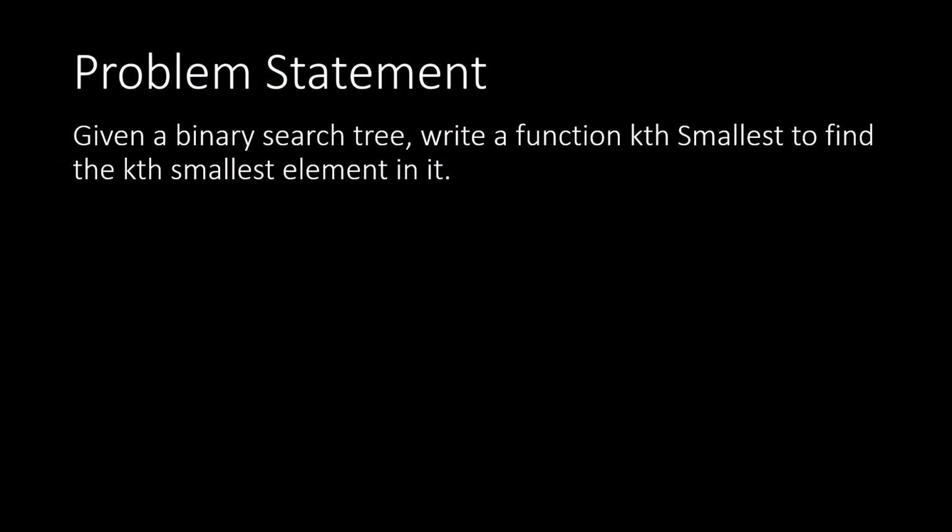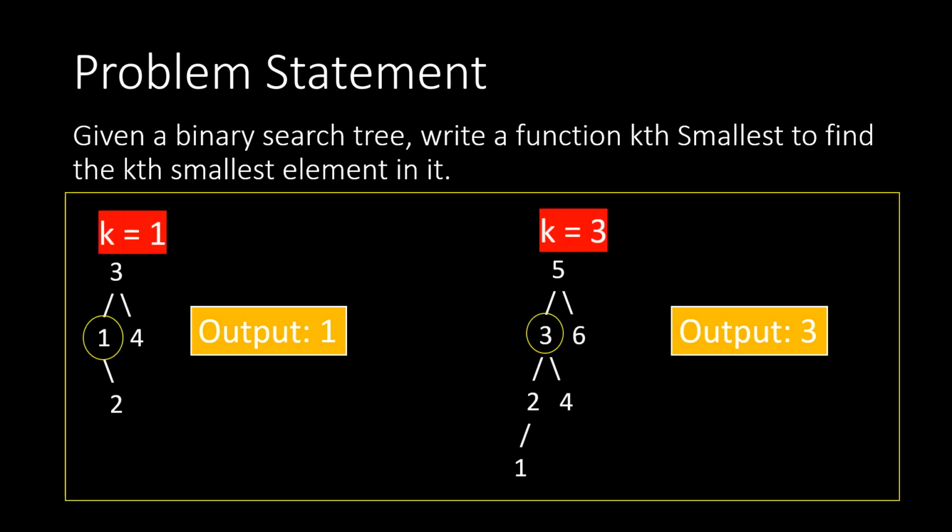Here's the problem statement from Leetcode. Given a binary search tree, write a function to find the kthSmallest element in it. For example, on left, we can see that the first smallest element is 1, while for the example on right, we need to find third smallest element. Here, if we sort the elements, the result would be 3.